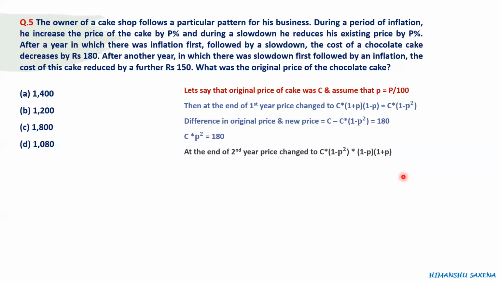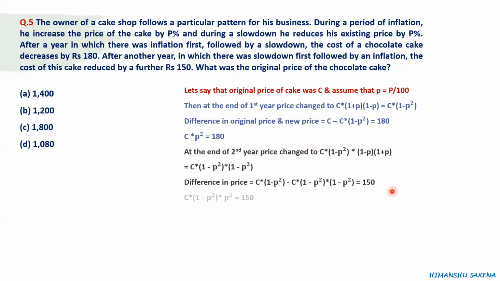Now if you solve it further, you get C into 1 minus p square into 1 minus p square, because 1 minus p into 1 plus p also becomes 1 minus p square. Now the difference in price is how much? C into 1 minus p square is the price at the start of the year, minus the price at the end of the year. So the difference is 150 as given in the question.